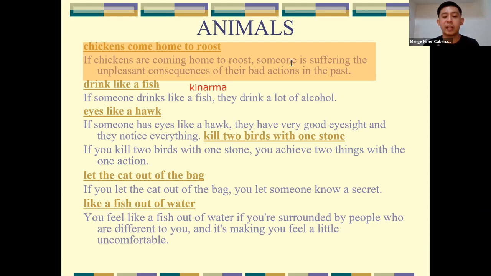Alright. Drink like a fish. People drink a lot of alcohol when they drink like a fish. Eyes like a hawk. If someone has eyes like a hawk, they have very good eyesight and they notice everything. Alright? What about killing two birds with one stone? If you kill two birds with one stone, you can achieve two things with just one action.